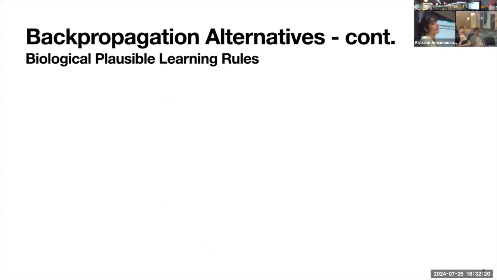But another category of solutions is biologically plausible learning rules. People were thinking, okay, backpropagation is good, it's doing well offline, but it's not really good for online. But what does our brain do? Maybe that can inspire us to come up with a learning rule, right?